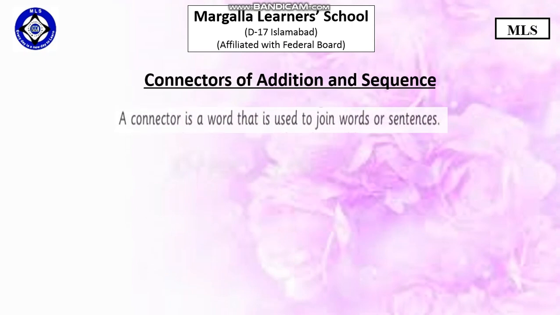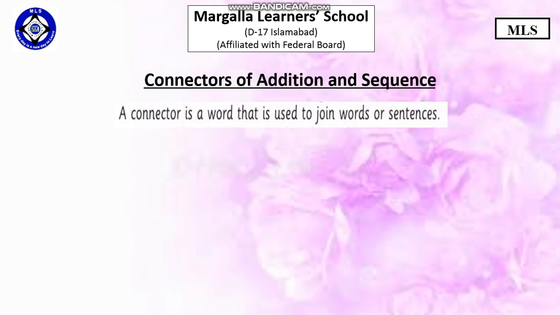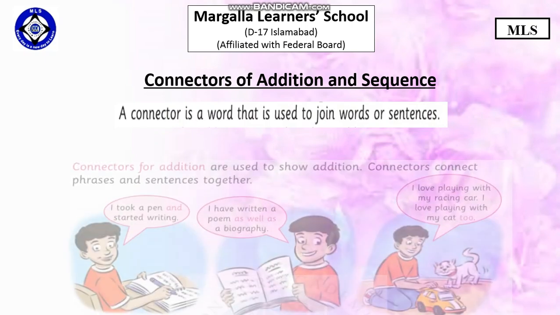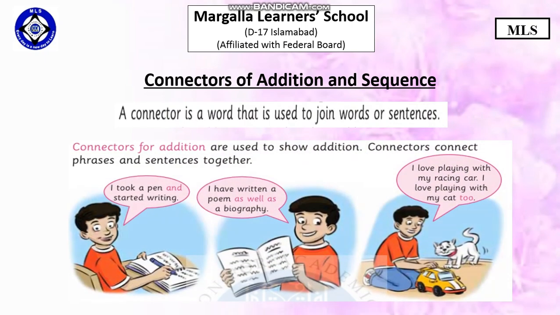So, let's look at the first thing, which is a connector. What basically is a connector? A connector is a word that is used to join words or sentences. Now let's look at the very first type, which is going to be the connectors of addition. They are used to show addition. Connectors connect phrases and sentences together.